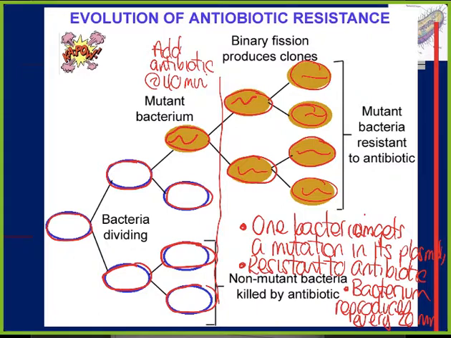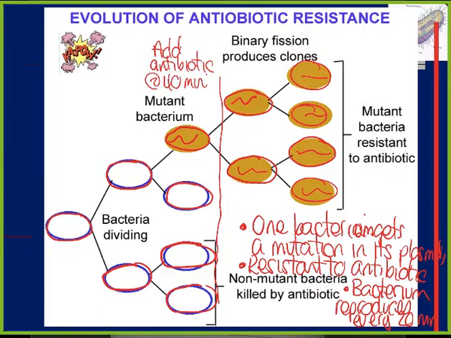Miss, out of the two diagrams, which one do we need to know for an exam? The binary fission diagram. That's the main one, and this one is just showing you diagrammatically that once you have a mutation, it will be antibiotic resistant. There's a good chance.